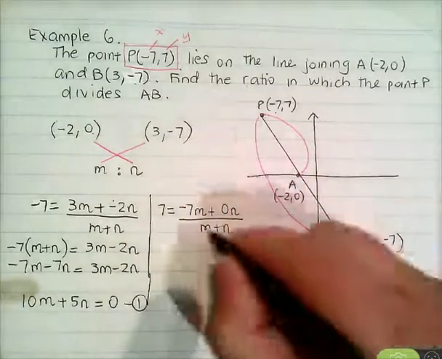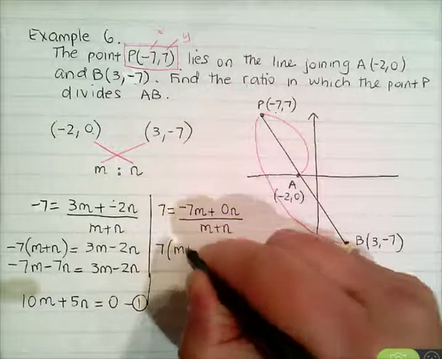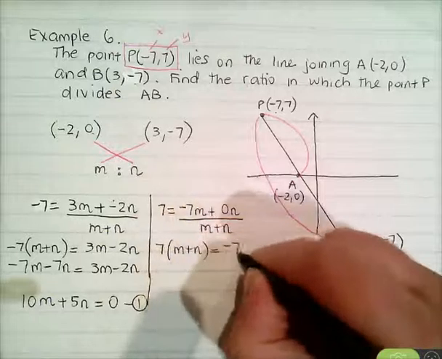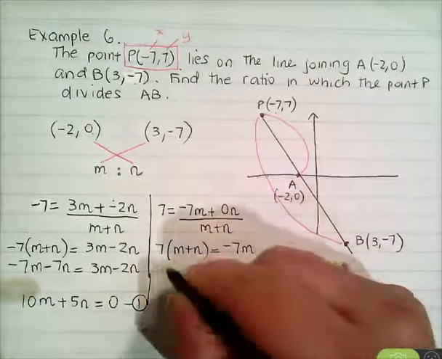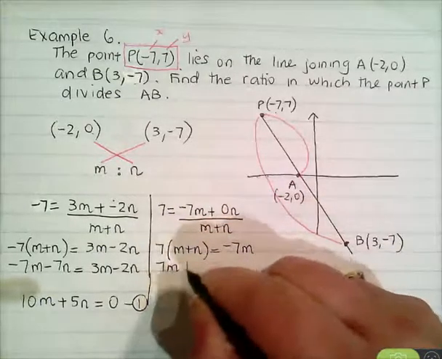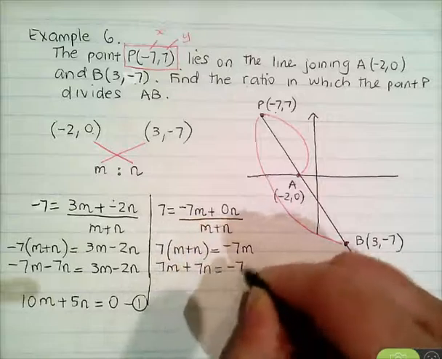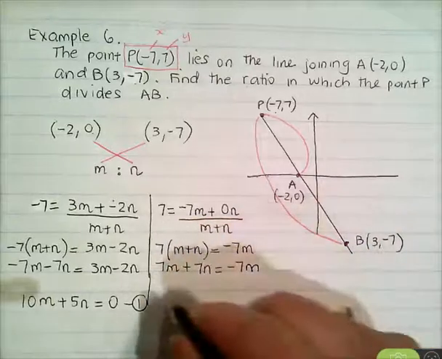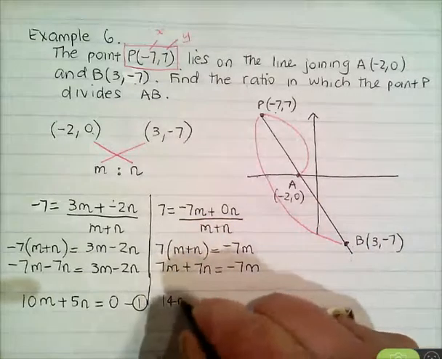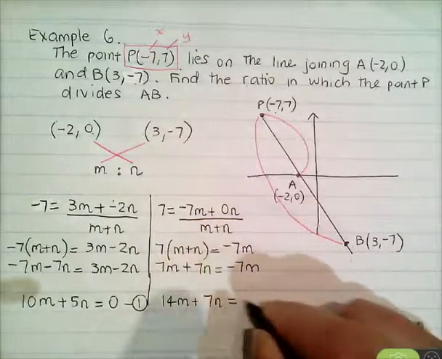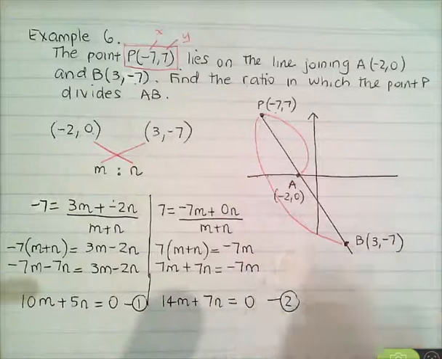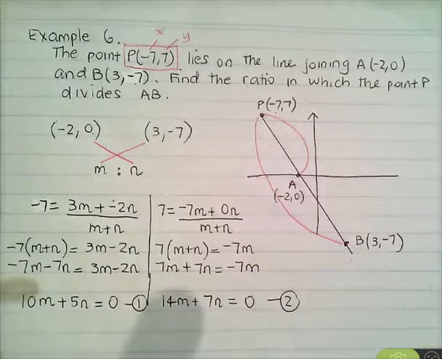So over here I'm going to do the same. I've got 7 times m plus n equals -7m plus 0, so I don't need to write that. So I get 7m plus 7n equals -7m. Taking everything over to the left, I get 14m plus 7n equals 0, and I'm going to call that equation 2. So now I have to solve these equations simultaneously.